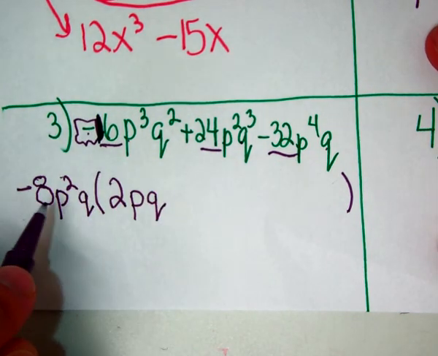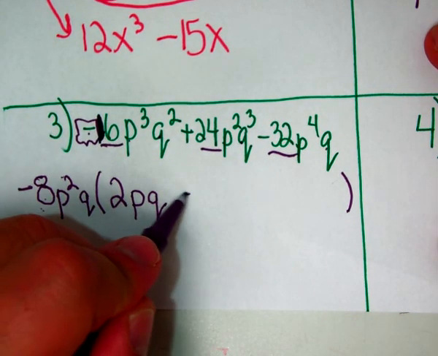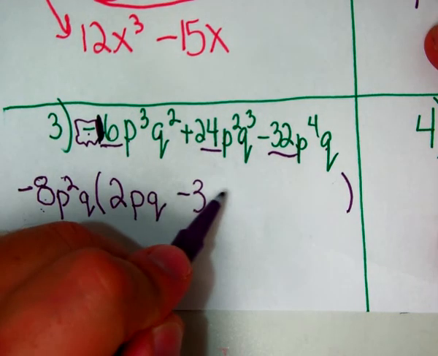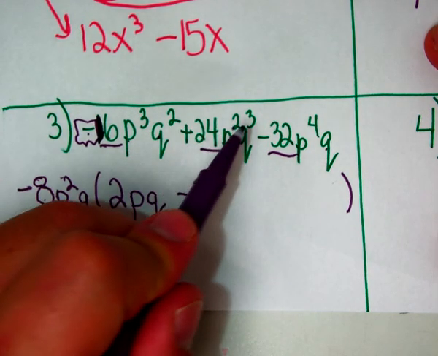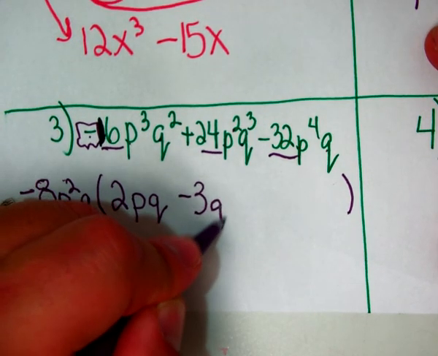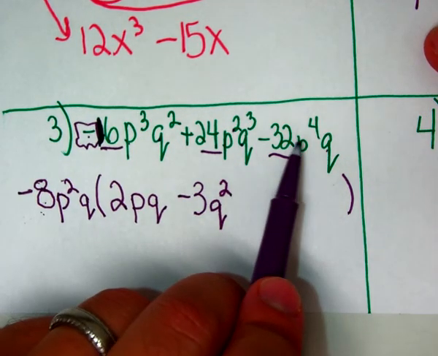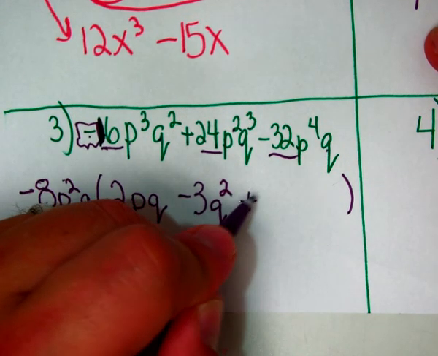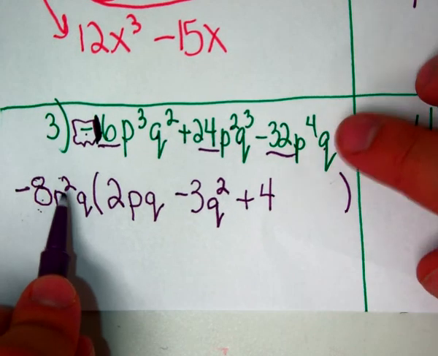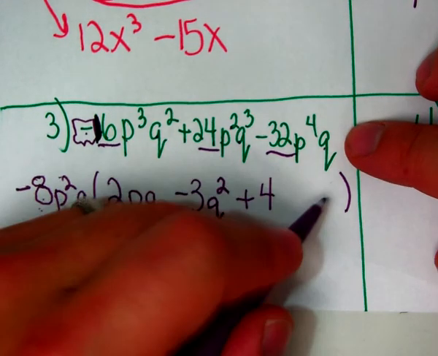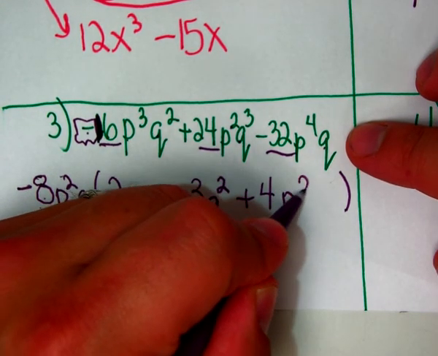Negative 24 divided by negative 8, we get negative 3. And then we get rid of 2 P's, get rid of 1 Q, we're only left with 1 Q. I'm sorry, we're only left with 2 Q's. Negative 32 divided by negative 8 is positive 4. And we're going to get rid of 2 P's and 1 Q, which will leave me with just a P squared.